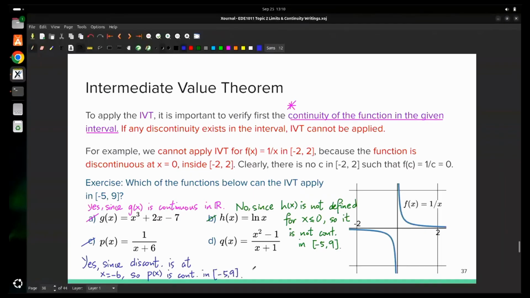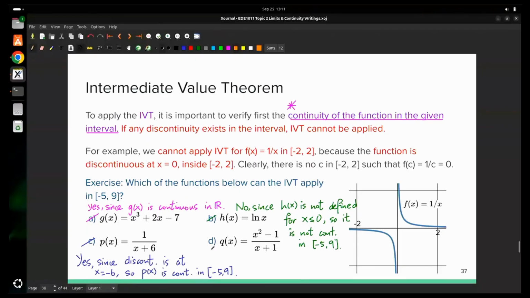Okay? So this point demonstrates that it doesn't mean that as long as you have a discontinuity somewhere, you cannot apply the intermediate value theorem. That's not true, right? It must be the continuity in the given interval. So as long as your function has no discontinuity in the given interval, then you can apply.